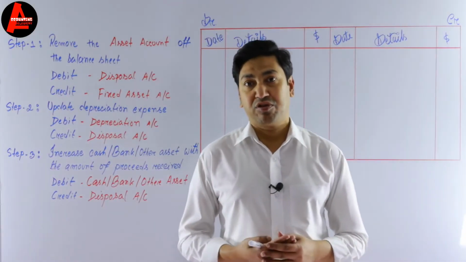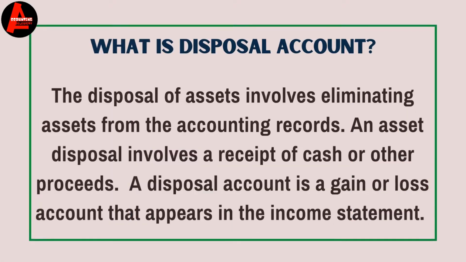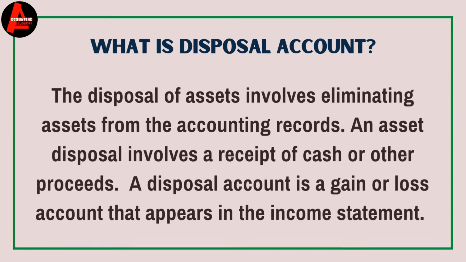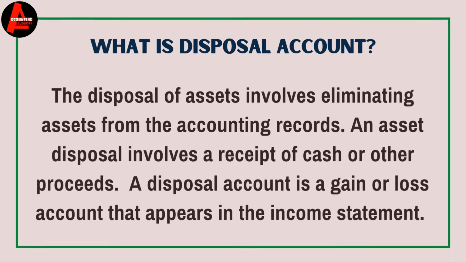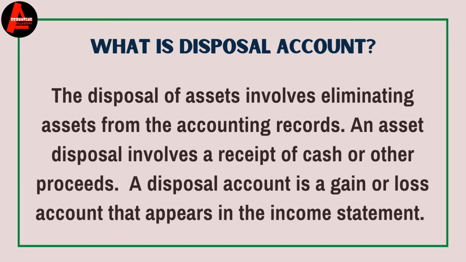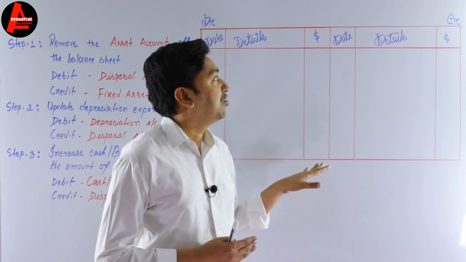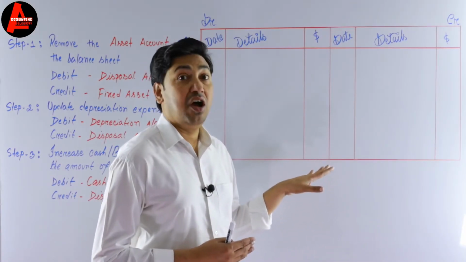So what is a disposal account? The disposal of an asset involves eliminating assets from the accounting records. An asset disposal sale involves a receipt of cash or other proceeds. A disposal account is a gain or loss account that appears in the income statement. Why do you prepare the disposal account? To know the gain or loss on disposal.